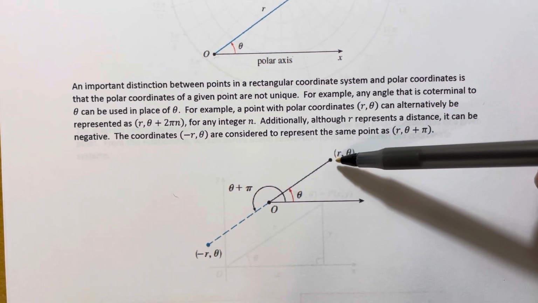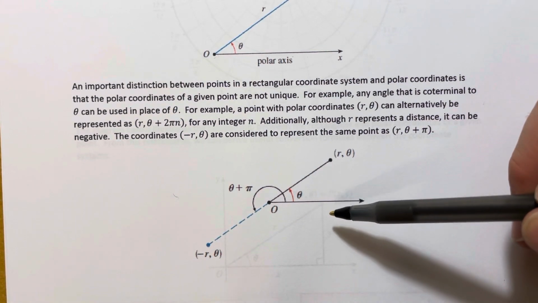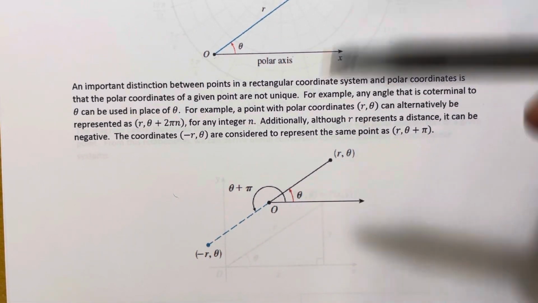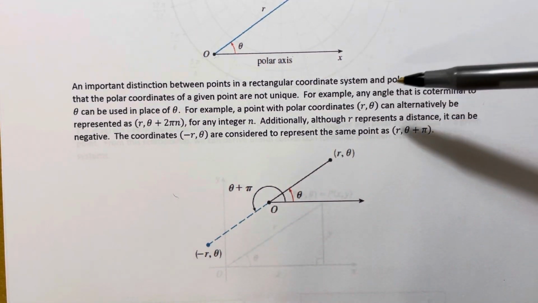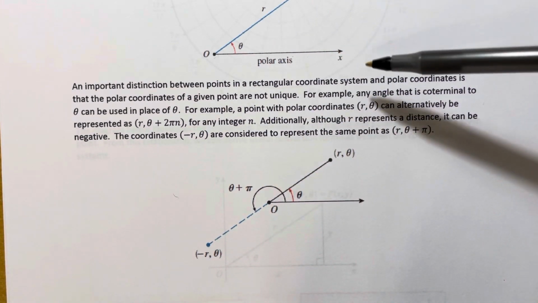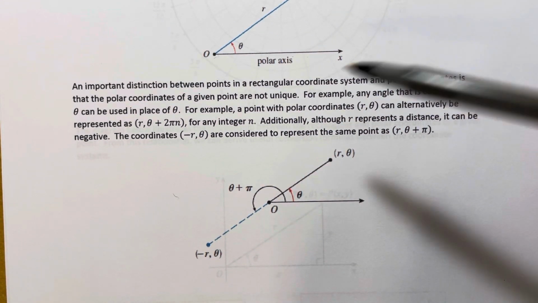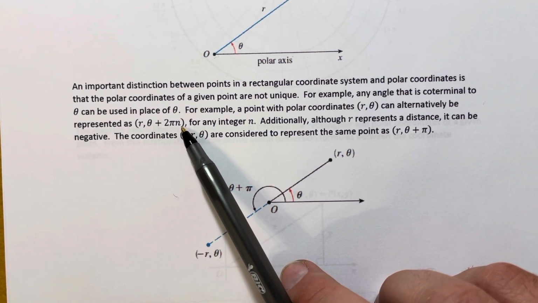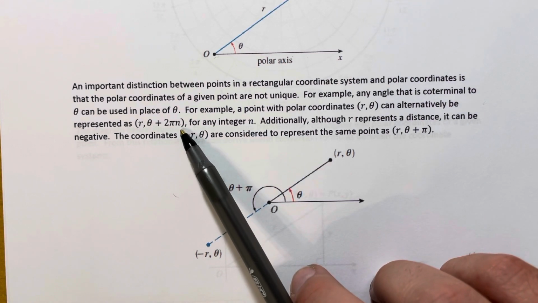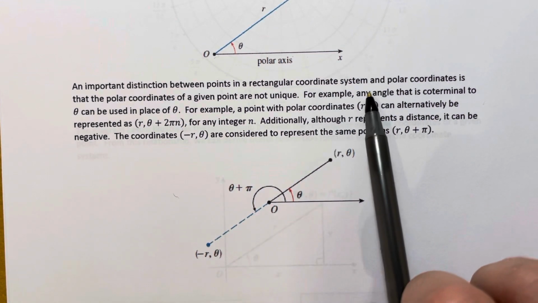So this point would still be in the exact same place. However, having added 2 pi to that angle, I now have a different theta that I'm using to represent this coordinate here. So one way of generalizing that is to say that if you have polar coordinates r, theta for some point in two-dimensional space, then r, theta plus 2 pi n, where n can be any integer, would be alternative coordinates for the exact same point.